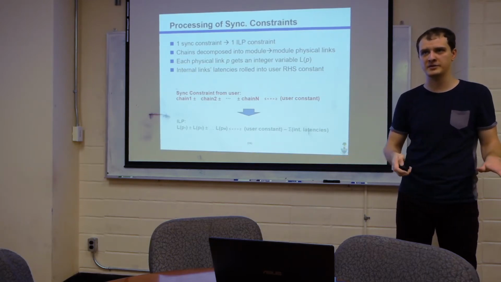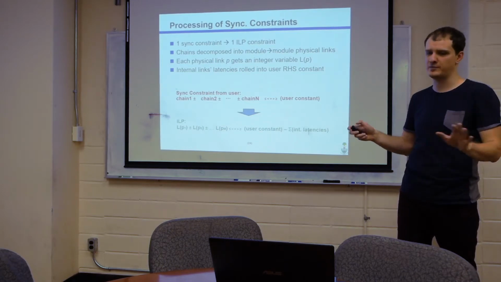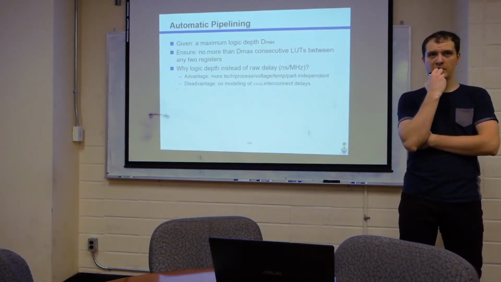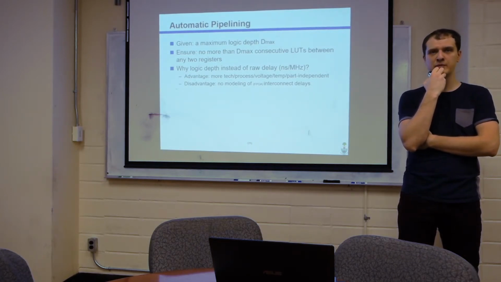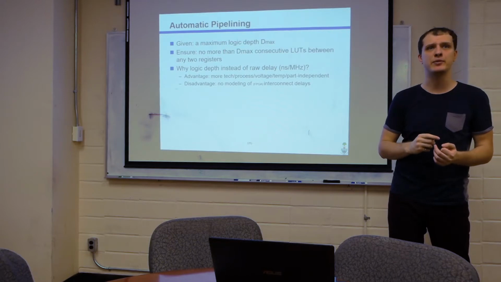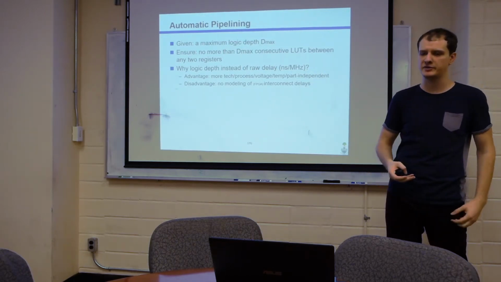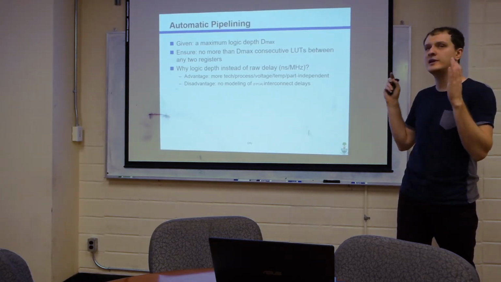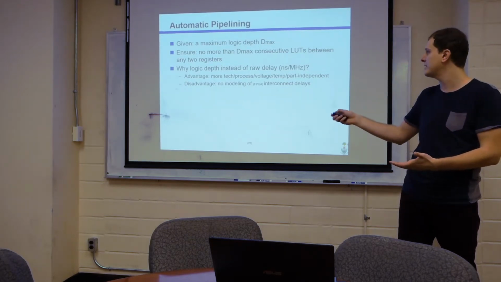So this is where the new meat of the talk begins, because this has all been presented before. This is new stuff that's coming. Okay, so automatic pipelining. What's our goal? We're given a maximum by the user, maximum logic depth, Dmax. Logic depth means how many consecutive LUTs are there in a row before a register. Our goal is to ensure that no more than Dmax consecutive LUTs between any two registers exists. So we want to insert registers to make this true.